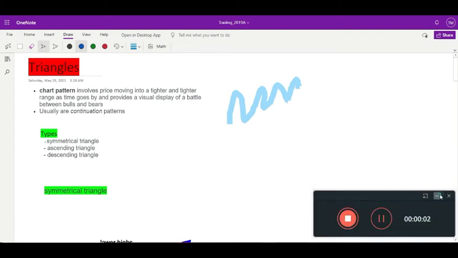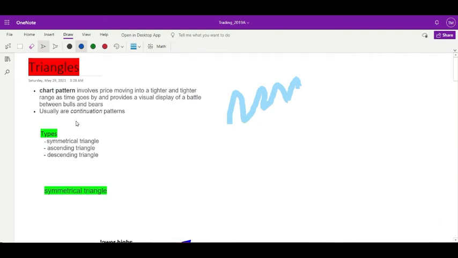Hey everyone, welcome to our second slide for patterns. Right now we are studying patterns that are formed by triangles. These are chart patterns. They involve price moving into a tighter and tighter range as time goes by, and these patterns provide a visual display of the battle between bulls and bears.